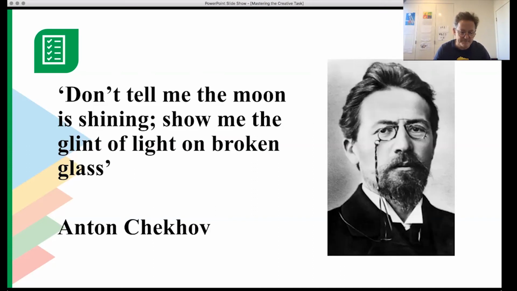Anton Chekhov. Don't tell me the moon is shining, show me the glint of light on broken glass. What does Chekhov mean by that? Now, Chekhov was a great writer of theatre and short stories, a Russian writer of the late 19th and early 20th century. What's he doing there? He's telling us show, don't tell, but in fact, he's showing us show, don't tell, which is what I think is extra good about this quote, is that he actually practices it while he's preaching it.